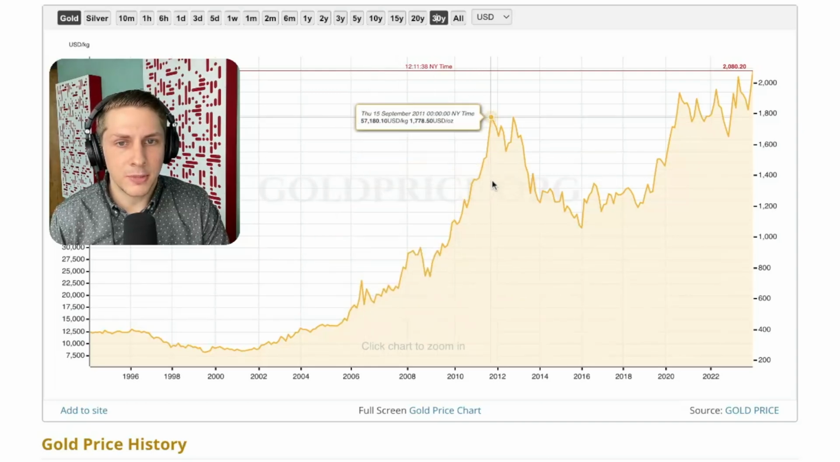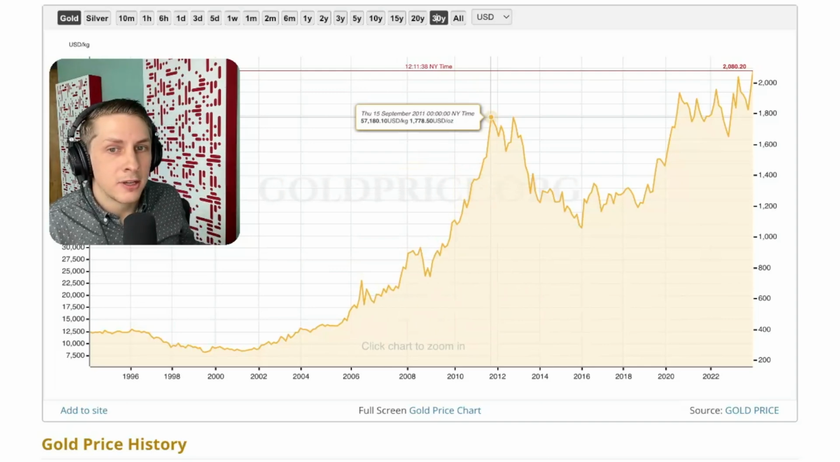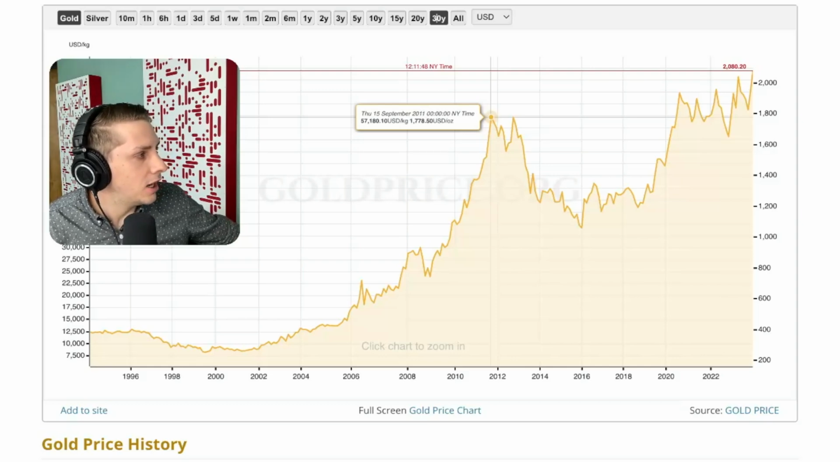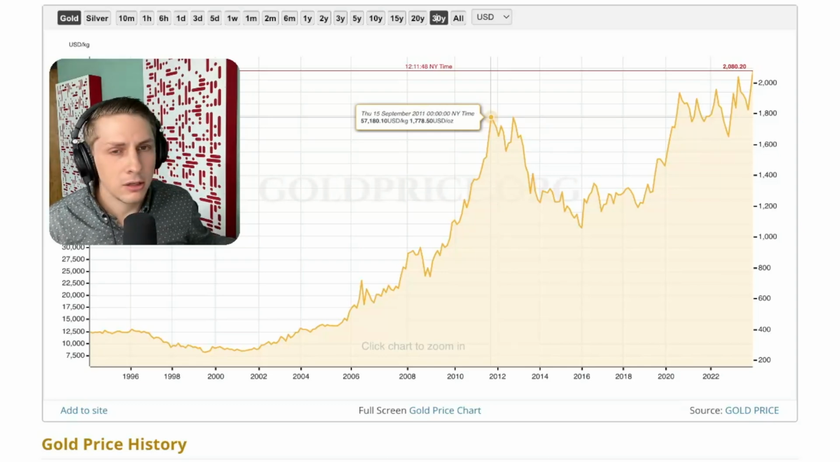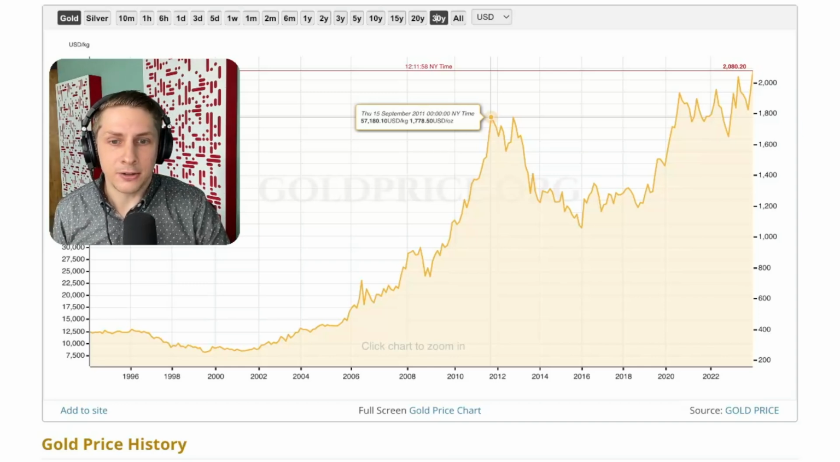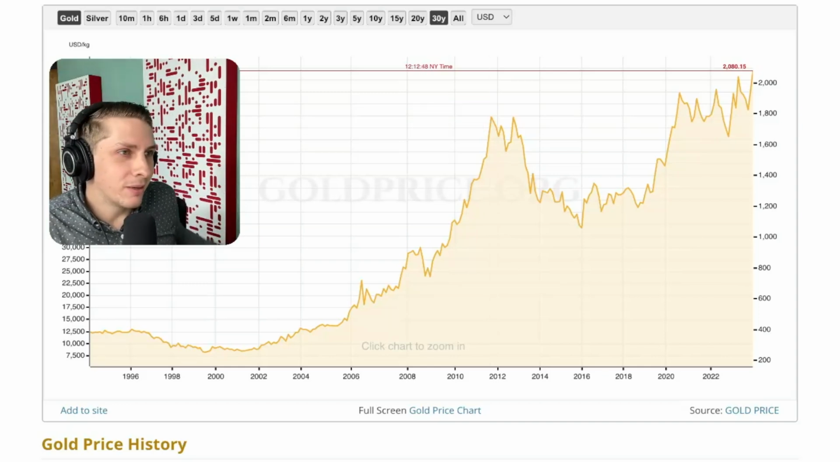Now this is a monthly chart, so it doesn't show what the actual high was. It shows it as 1778, but let me take a look to see what the high was that year. So I'm looking at this chart, 2011. The high was 1896. Let's just call it $1,900 an ounce. So I'm just doing some calculations quickly on my other computer.